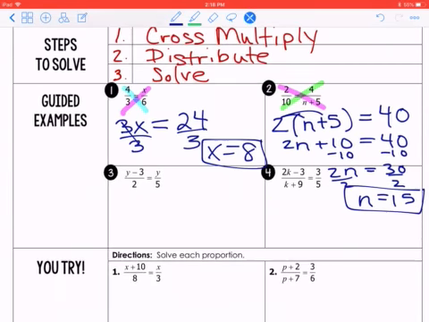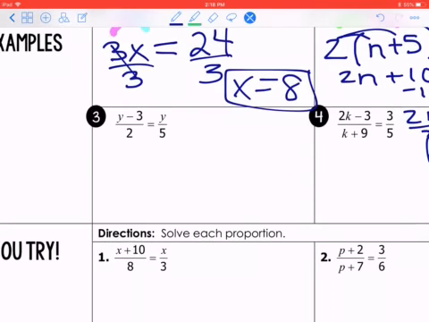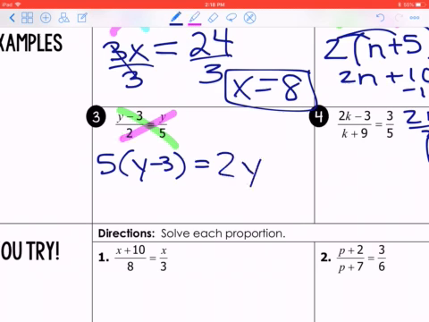Let's try another one. Let's look at number 3. So again, I'm going to cross multiply, so now I have to do 5 times y minus 3, and that's going to be equal to 2 times y, which is 2y. We're going to distribute. 5y minus 15 equals 2y.